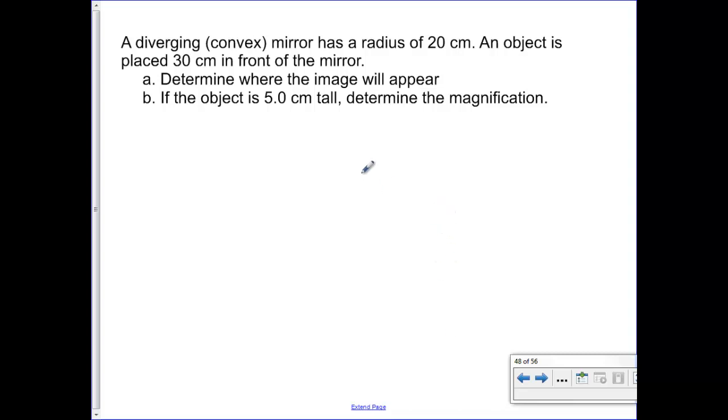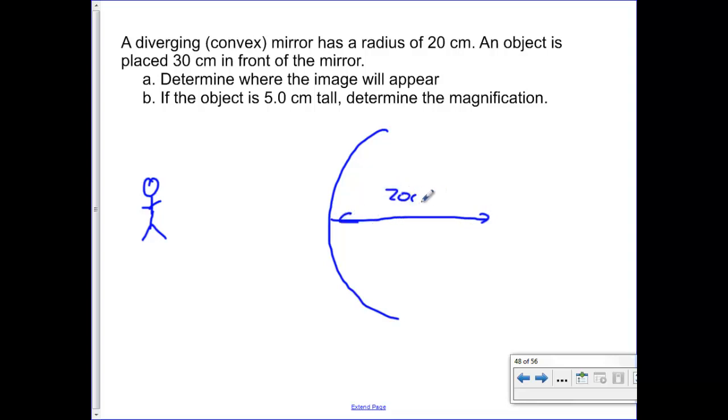We have a convex mirror, and it has a radius of 20 centimeters. So I'm just going to draw this out real quick. Here is a convex mirror, and here is my object. I'll just make it be a person. So this is a convex mirror, and the radius is 20 centimeters. Where's the focal length going to be then? Half that. Good, yeah. So my focal point right here is going to be half that, which is 10 centimeters. But I'm going to call it negative 10 because it's inside the mirror. Does that work?